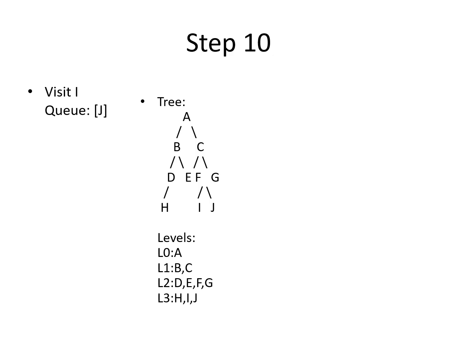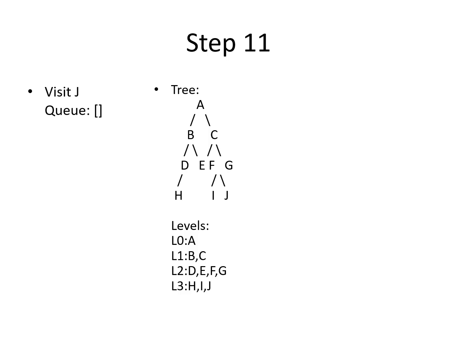Now we can move on to step 10. What is happening here? The visit and then Q. So we have two positions here: visit of I followed by the Q of J. So this is the current position. Finally we have reached level 3. And after J, we don't have any values here. So that's why we can just make the tree.